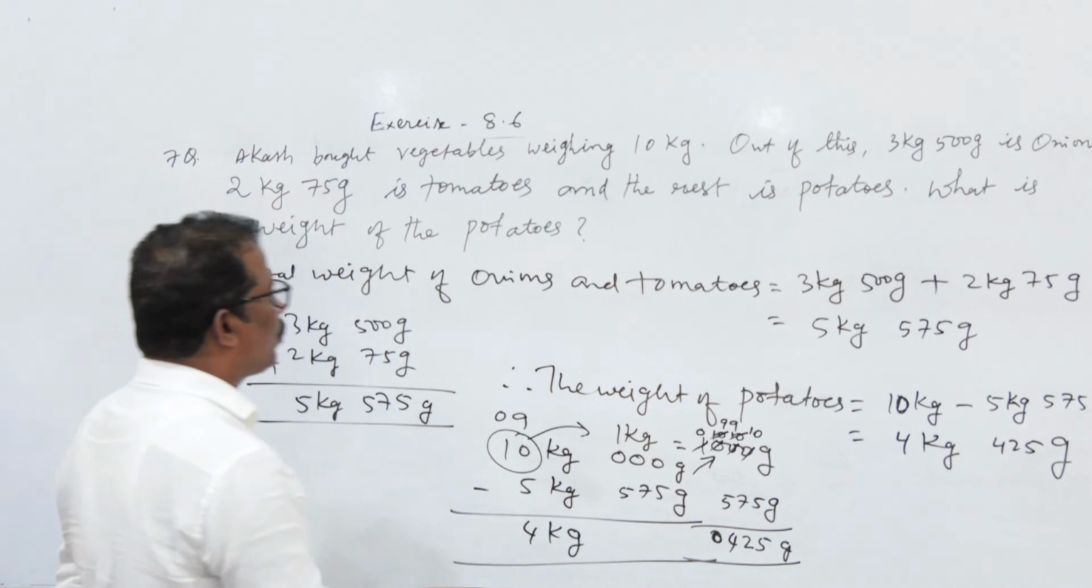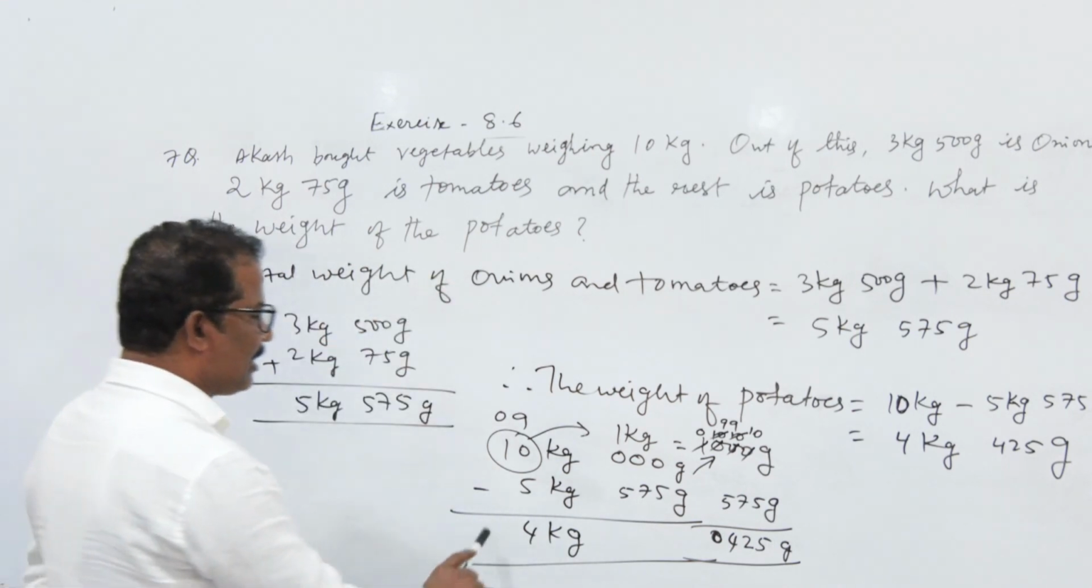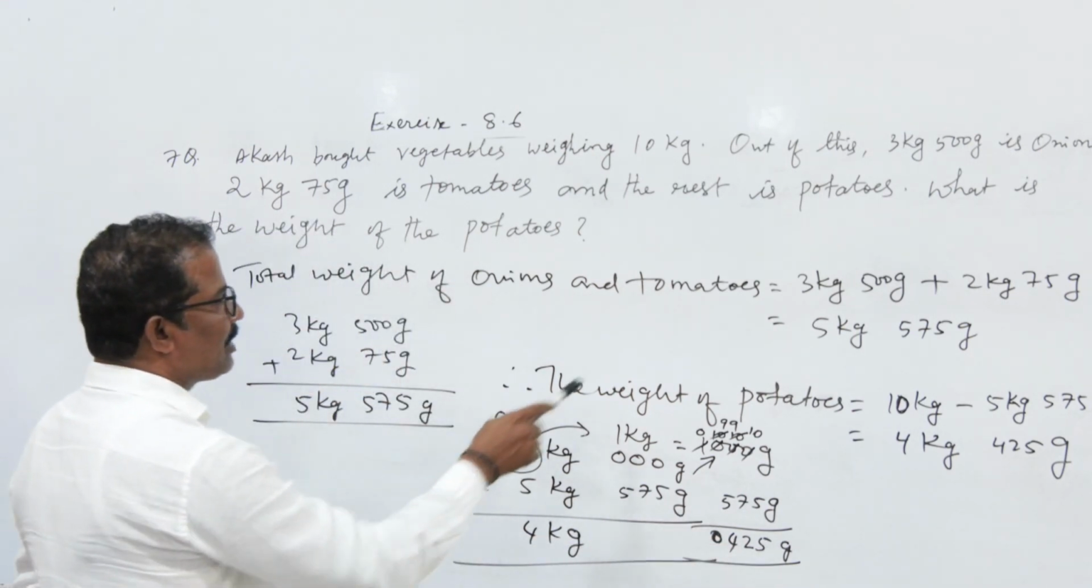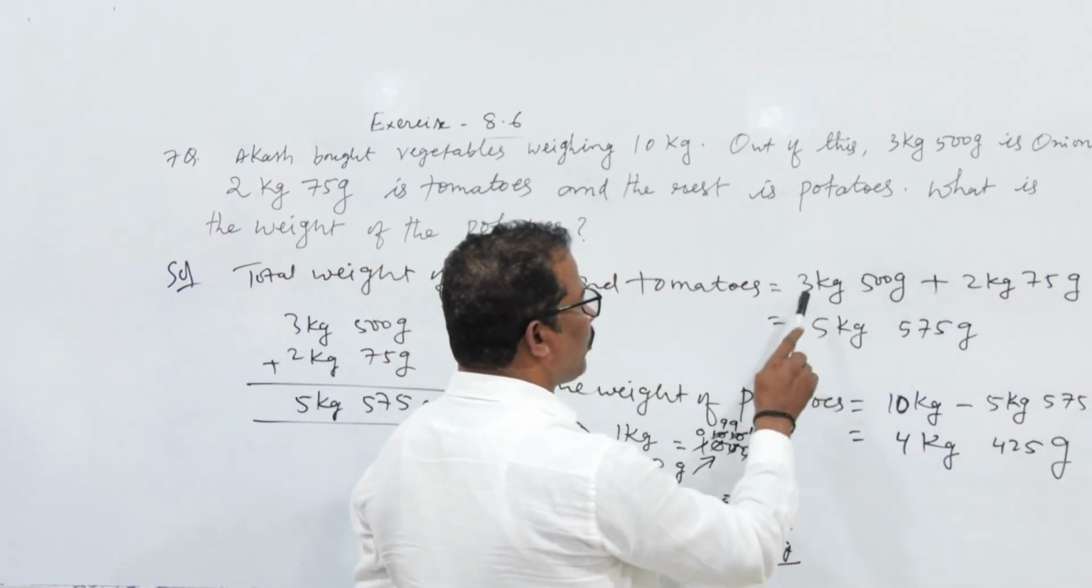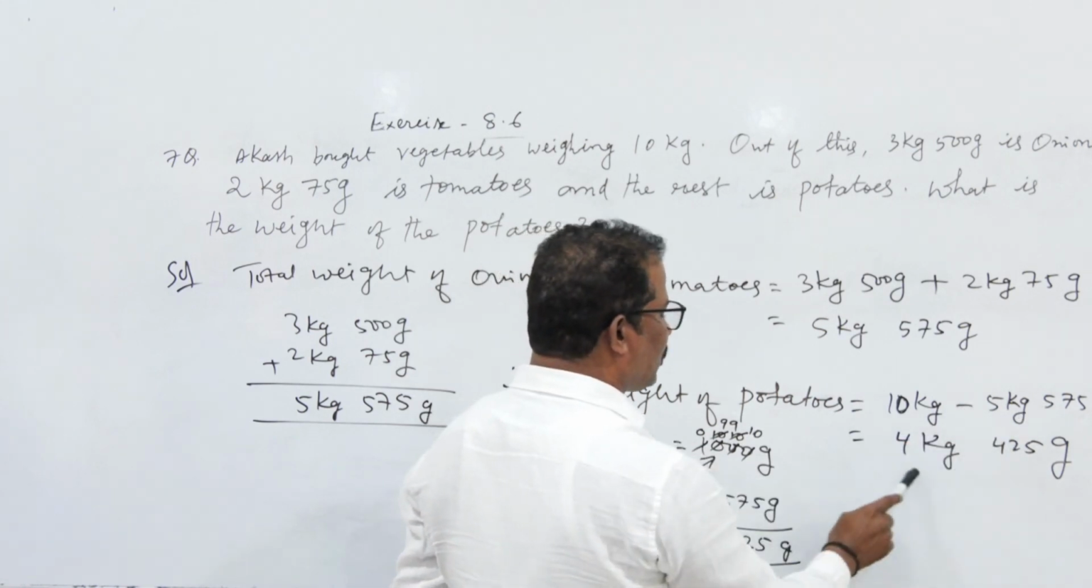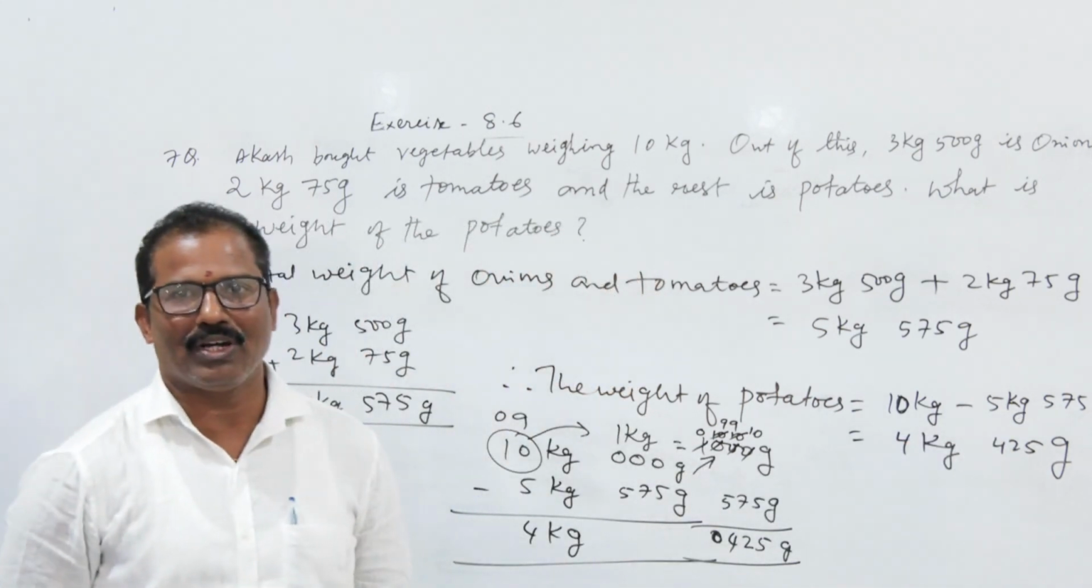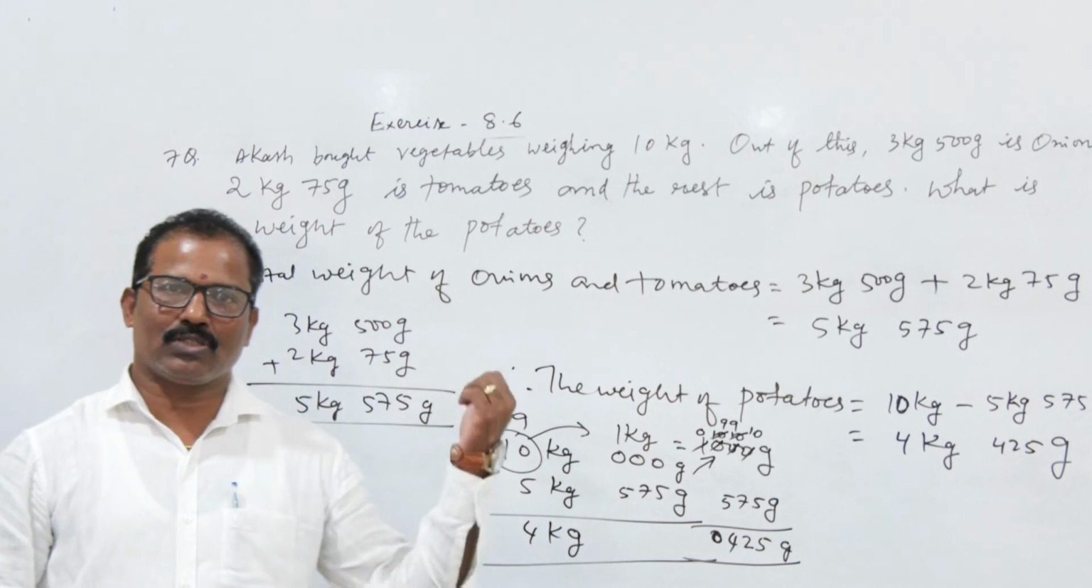This weight will belong to what? The weight of the potatoes, because this will be the remaining weight from this 10 kg. So from 10 kg, the weight of onions and tomatoes subtracted means we got 4 kg 425 grams. Understand all of you this question?